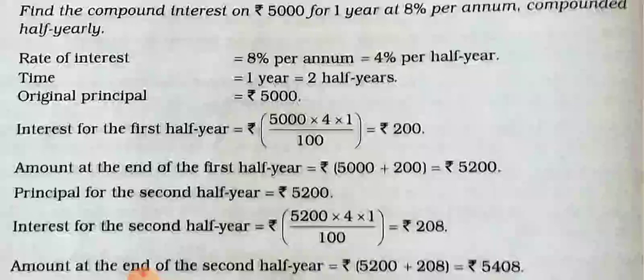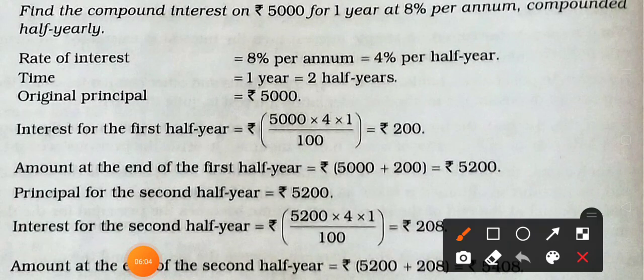Now here 4% will be per half year, and the time you have to multiply by 2. So the total time is 1 year, so there will be 2 half years. Time will be 2 half years, and the original principal is 5,000. So we will first calculate the interest for the first half year. So the interest is 200 here. You can see it is calculated here that the interest is 200.